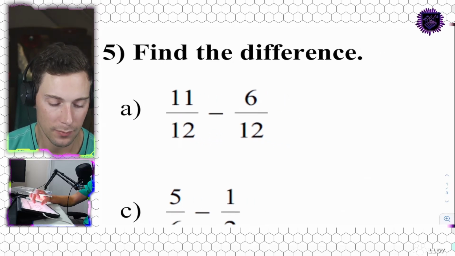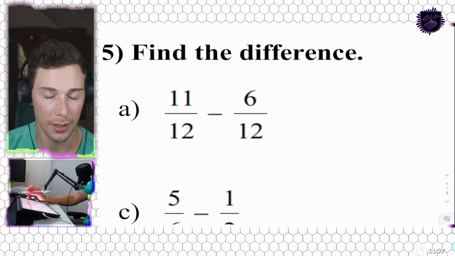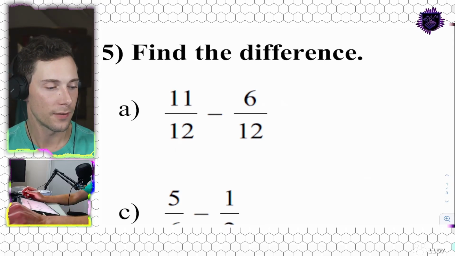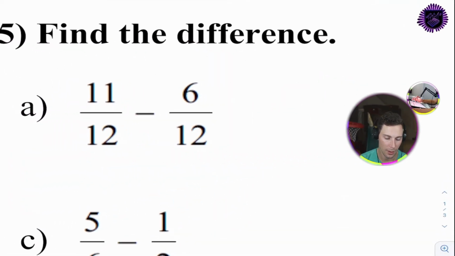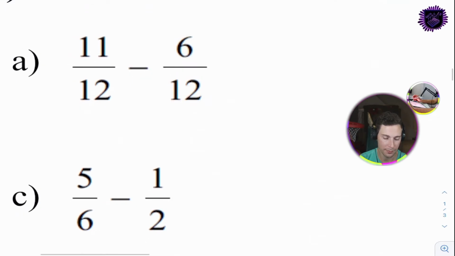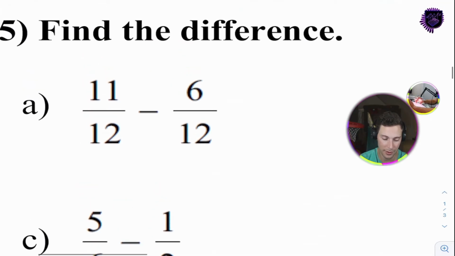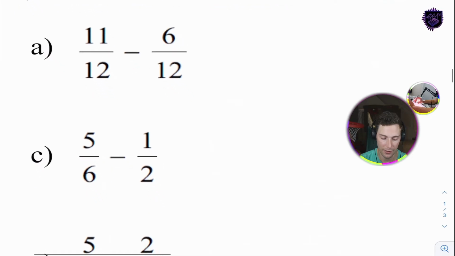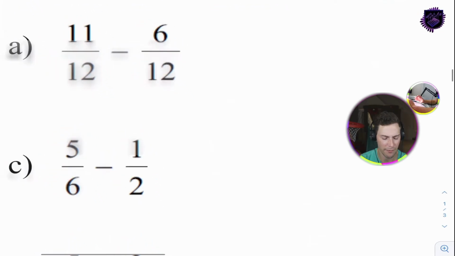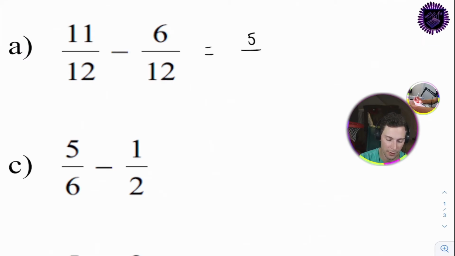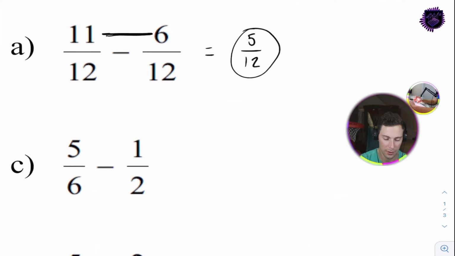Okay. Hey, look at that. They have this common denominator again. That makes things simple. So if we have a common denominator, we can simply subtract our numerators. Find the difference between 11 and 6, which is going to be 5/12. This will equal 5/12. All I need to do is subtract across the top here.